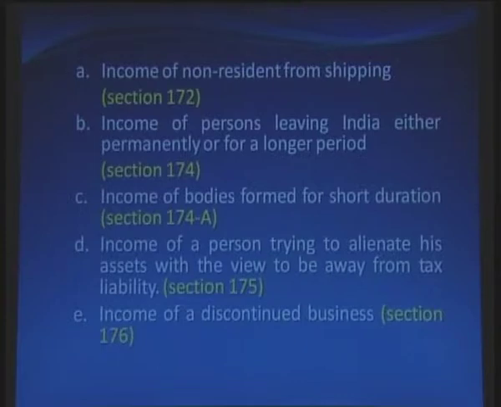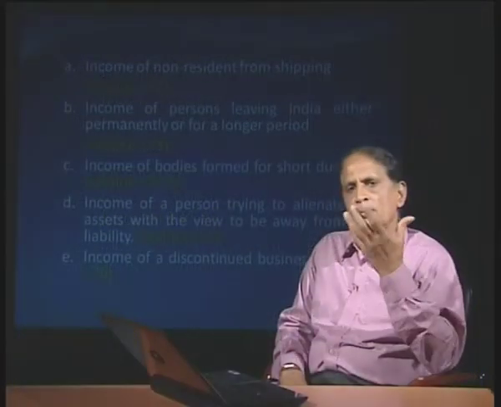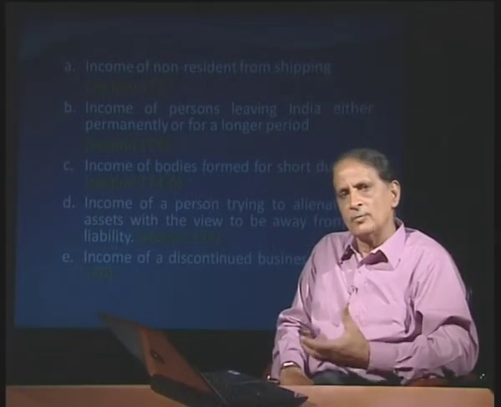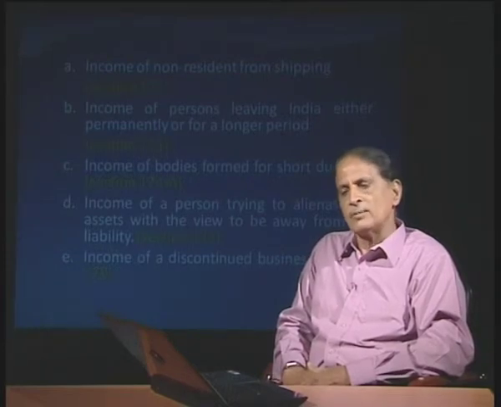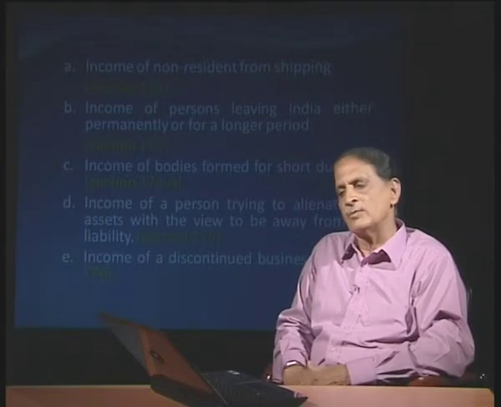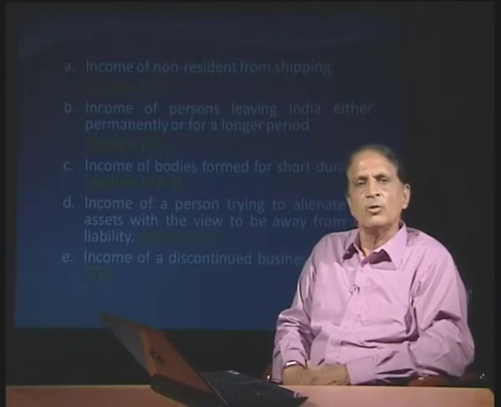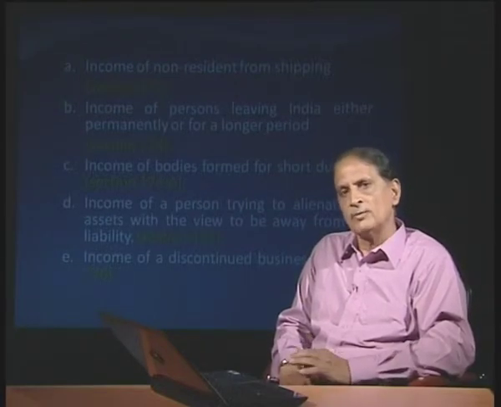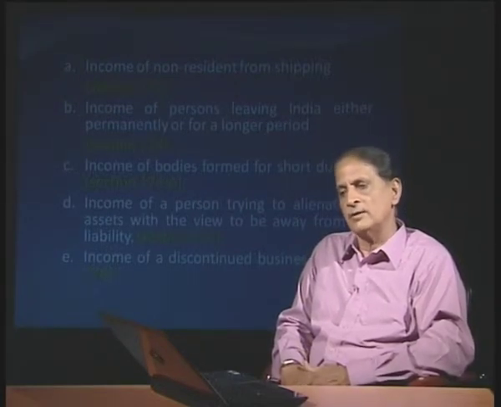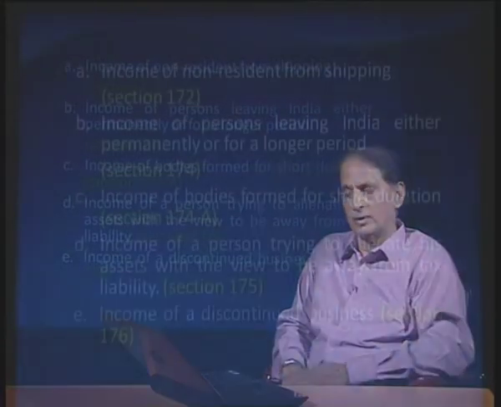Now, third is income of bodies formed for short duration, section 174A. Suppose there is a group of persons or a body of individuals which has been set up to undertake a particular venture or business, and as soon as that particular venture and object of business is over, there is no more existence of that AOP or BOI. In that case, income so earned up to the completion of that work is taxable in the very year in which that work or venture is over.